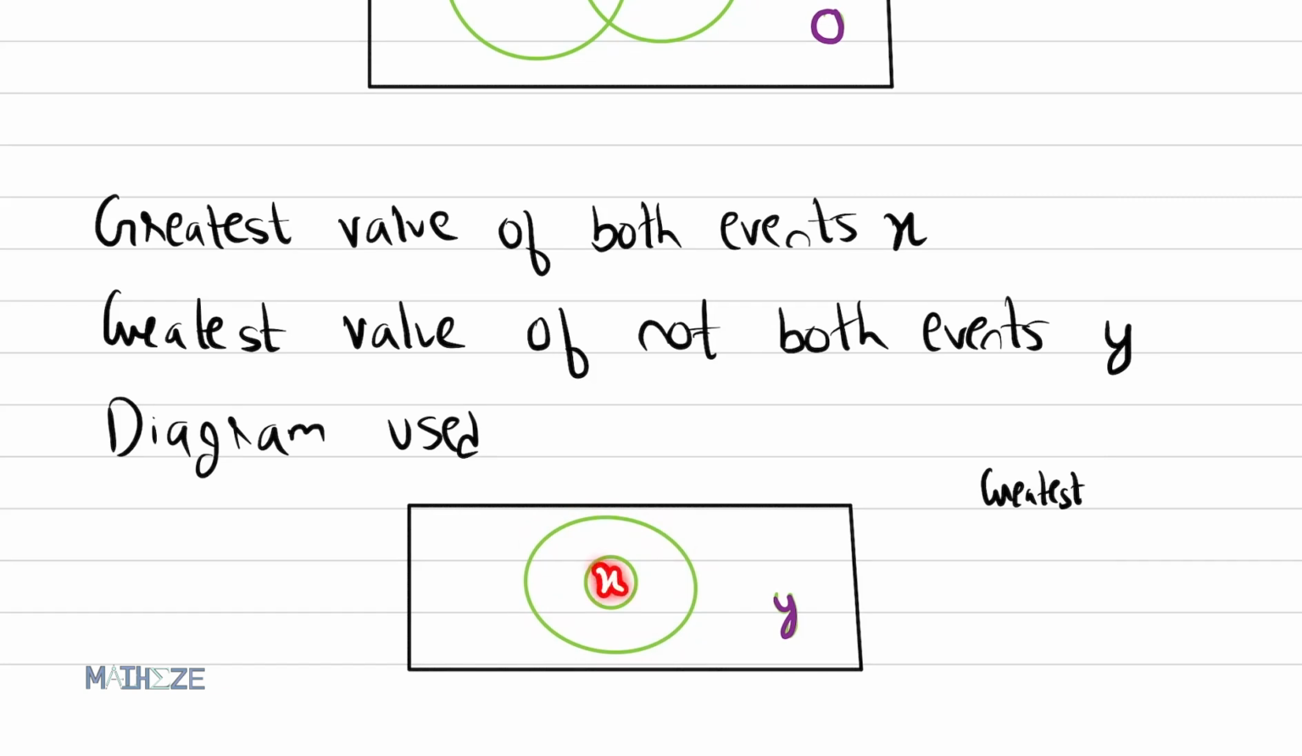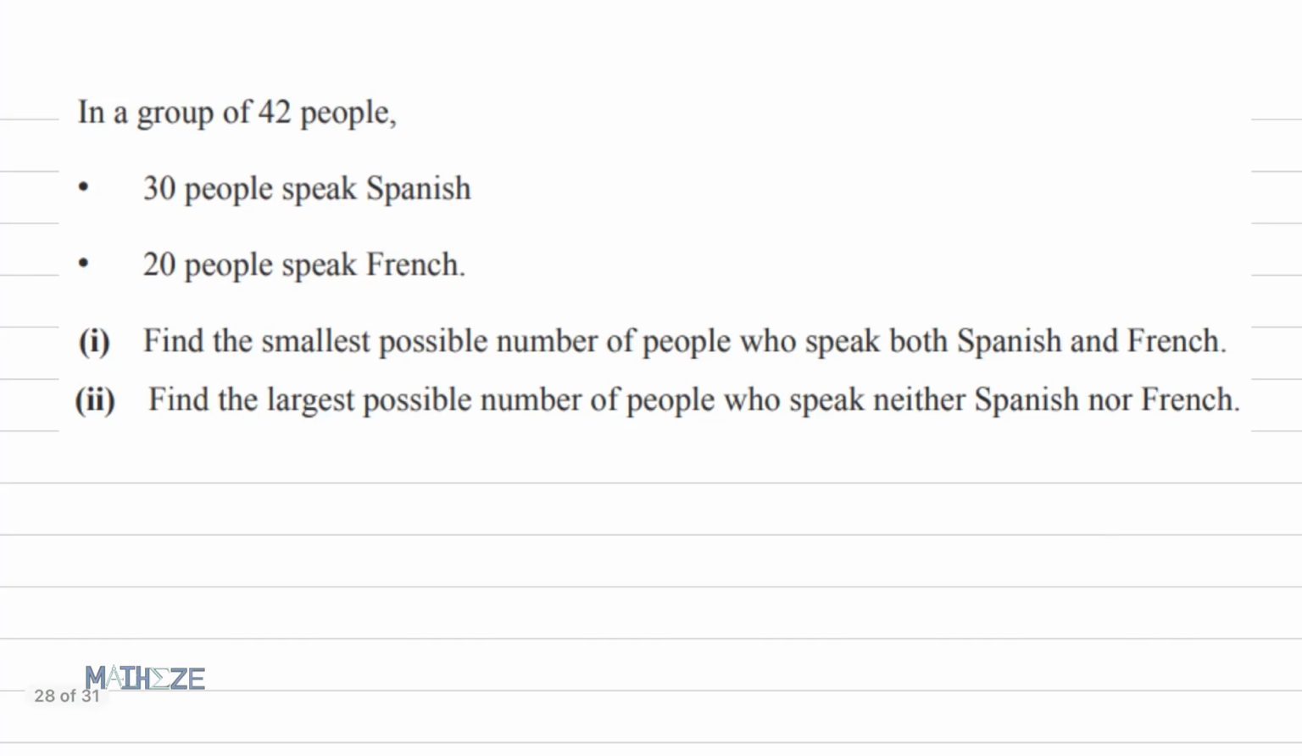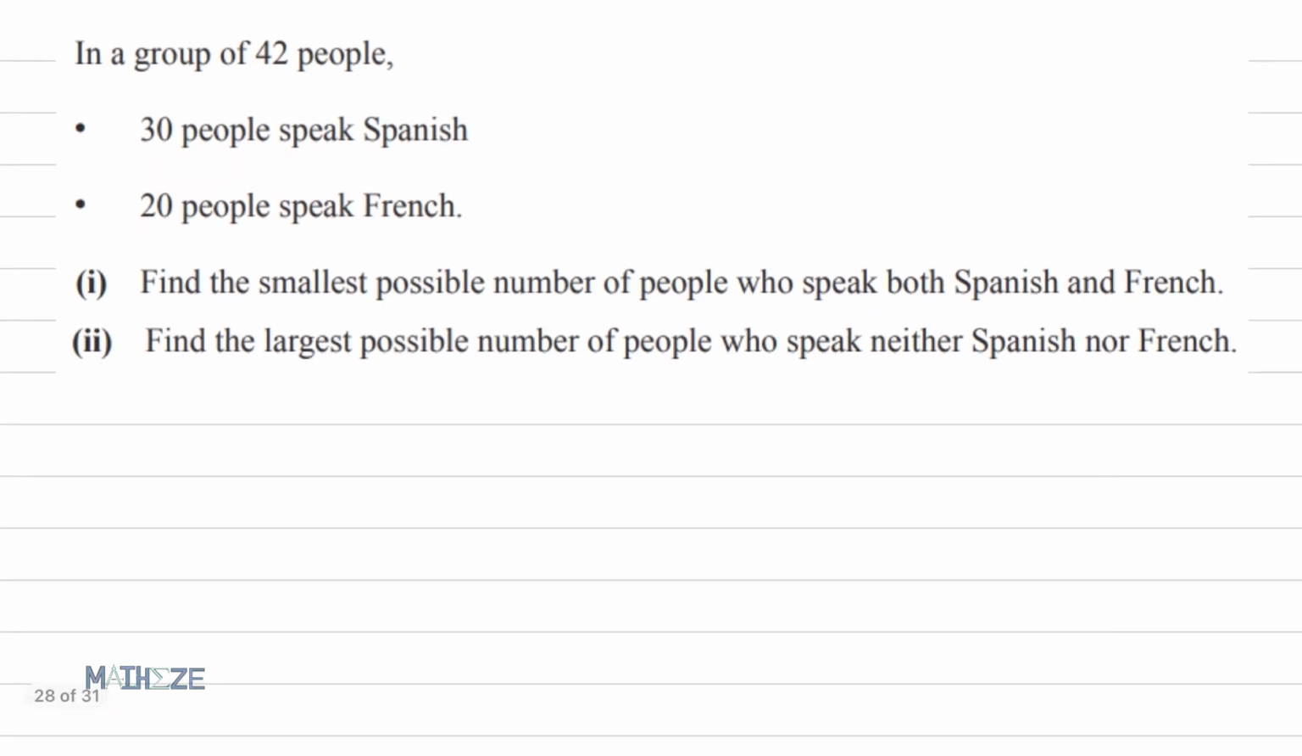X is the greatest value of both events and Y represents what? Greatest value of not both events. You'll get this concept once I'm done with the first question. Let's begin. In a group of 42 people, 30 people speak Spanish, 20 speak French. Find the smallest possible number of people who speak both Spanish and French.